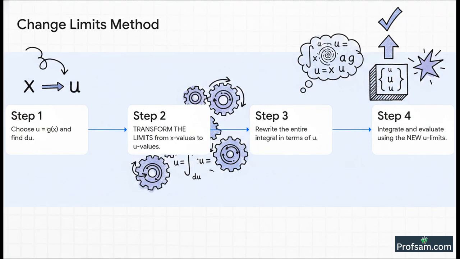So here's the game plan for the teleport method. Step 1 is exactly what you're used to. Pick your u and find your du. Easy. But now look at step 2. This is the big one. This is our new move. We transform the limits from x values to u values. Once you do that, you solve the entire problem in the u world. You never have to go back to x, ever.